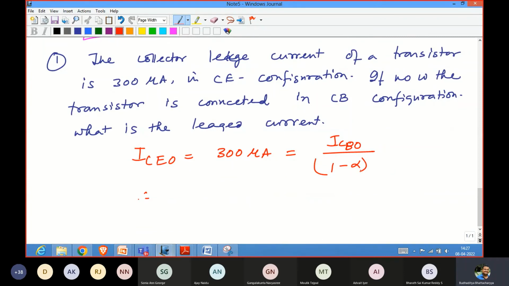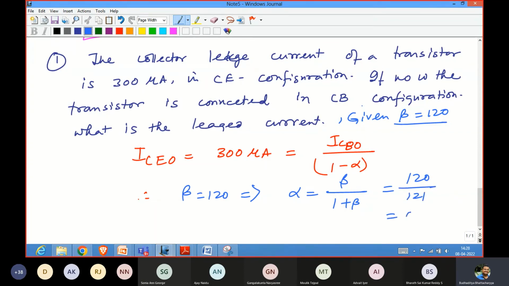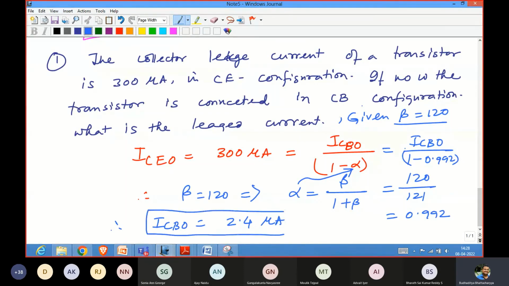So we need a value of alpha. Here one thing I missed is given here: beta is 120. Otherwise we cannot solve it actually. So beta equals 120. We can substitute alpha equals beta by 1 plus beta. So this is 120 divided by 121, which is 0.992. Substituting this alpha value over here, we get ICBO by 1 minus 0.992. So eventually, if we calculate, ICBO is coming as 2.4 microamps for the same configuration.